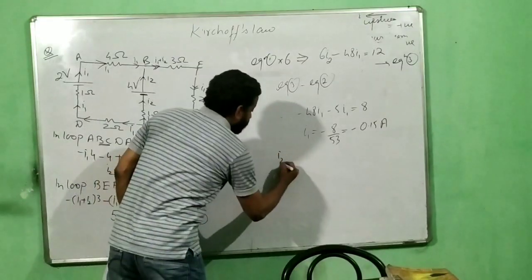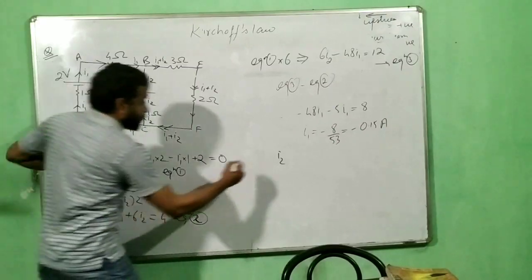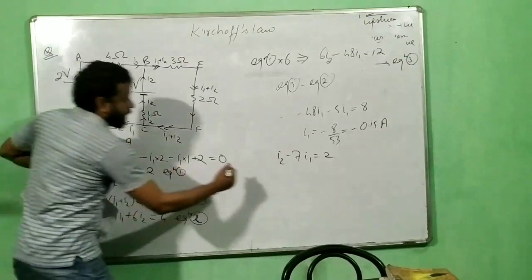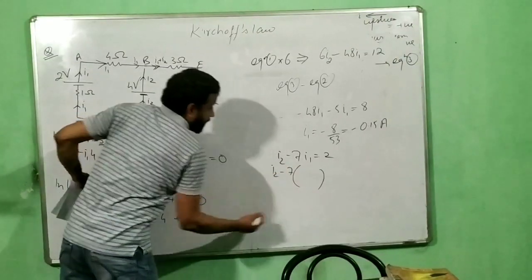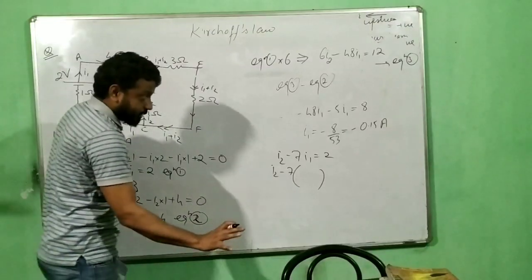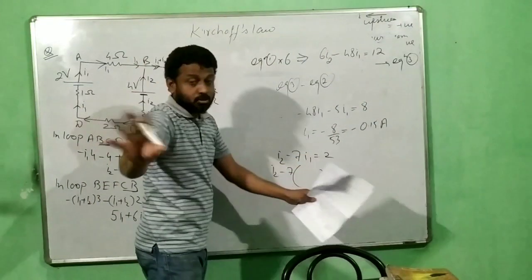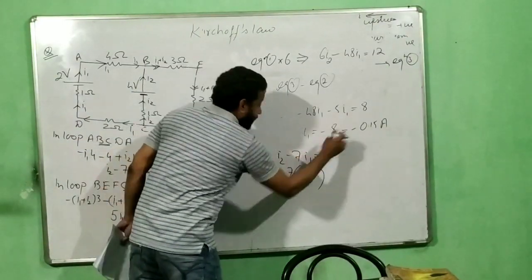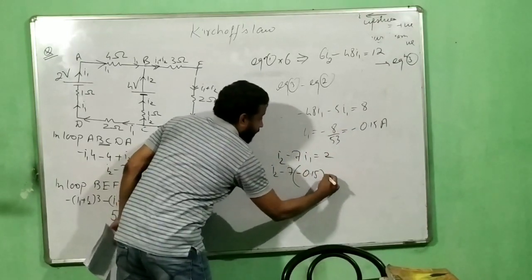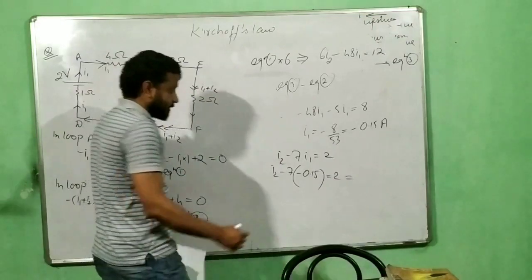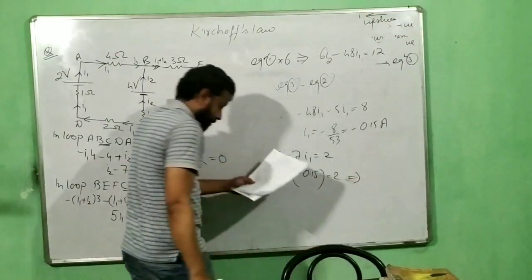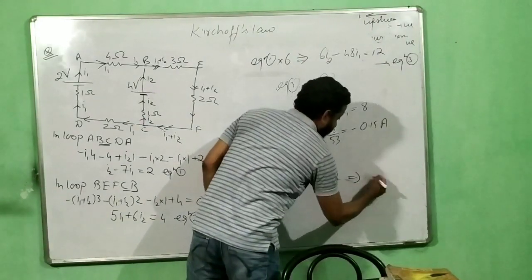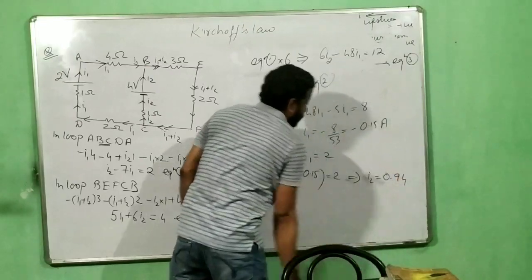How will I get the value of I2? Now where is my I2? I2 is here. I2 minus 7I1 is equal to 2. Correct? So if I have to find I2, whatever you have assumed, go as per that. Don't change anything. Since you have got negative, don't start changing anything. Go as per whatever you have got. You have got I1 as negative, so put minus here, 0.15 equals to 2, and on simplification, you will get the value of I2 as 50 by 3 or 0.94.